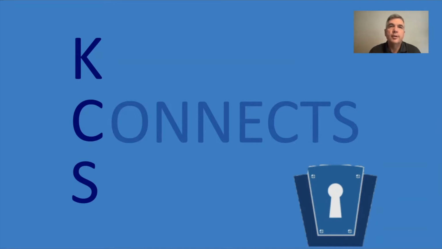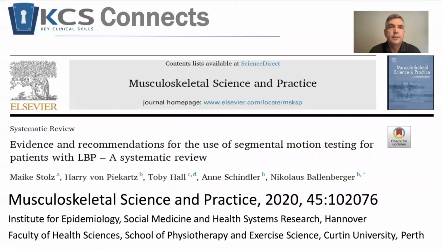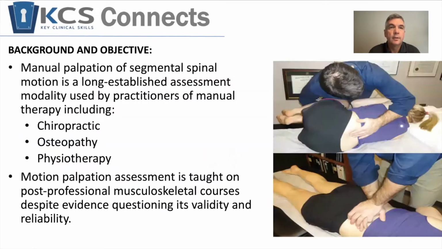KCS Connects is our way of helping to connect you with some literature that we believe will be of value to you in your clinical practice. This edition of KCS Connects looks at a paper published in 2020 in the Journal of Musculoskeletal Science and Practice, done by researchers from Hanover, Germany, as well as Perth, Australia. The topic is evidence and recommendations for the use of segmental motion testing for patients with low back pain, and it's a systematic review.